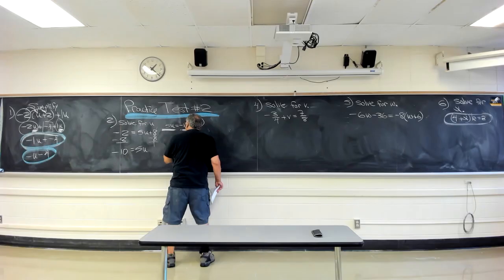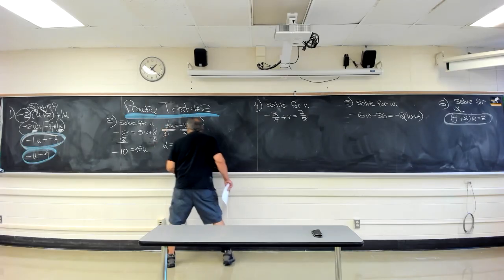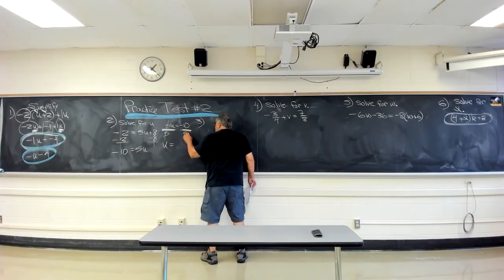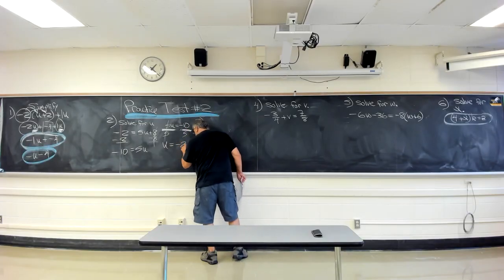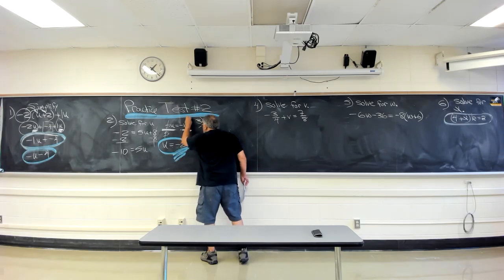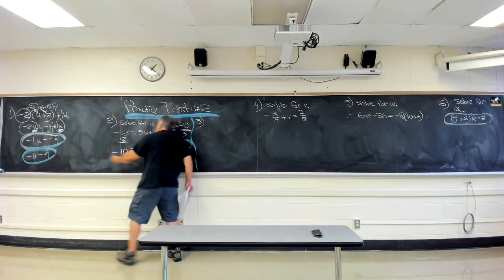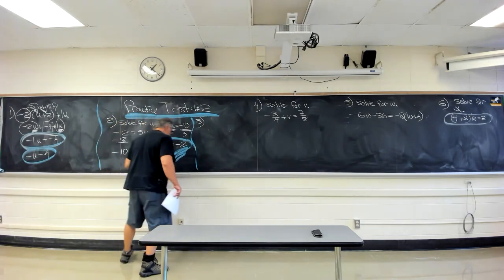You do the same thing on each side. If there's a positive number in front, you divide by a positive number. If there's a negative number in front, you divide by a negative number. I'm going to divide by 5 on each side. You've got to do the same thing on each side. Negative 10 divided by 5 is negative 2. And there you go.